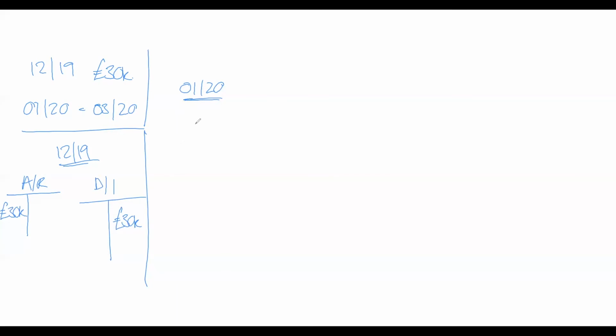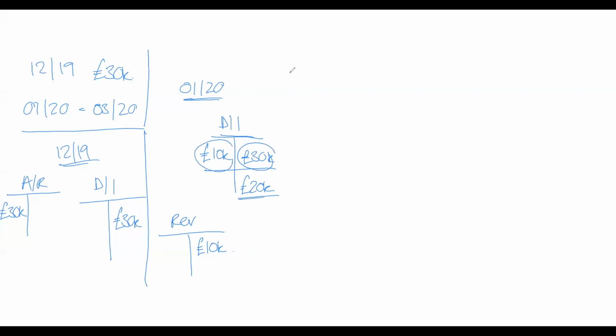So what do we do? We reverse out 10k from our deferred income. So we've brought forward the 30k, we debit 10k, and then in our revenue, we credit 10k. So now our new balance for our deferred income is 20k, because 30k credit and a 10k debit equals a balance of 20k. So moving on to February, we do the exact same.